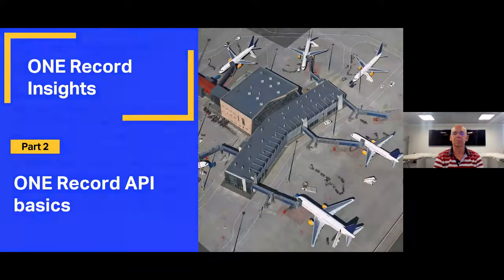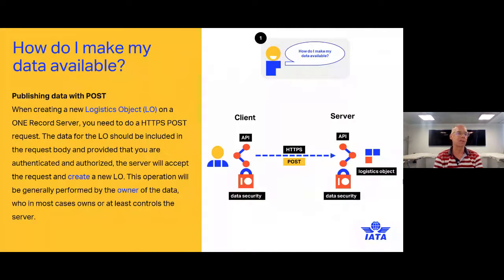What are the API basics? First question, how do I make my data available? This all starts with the very basic HTTP command POST. We talk about logistics objects, which are really just data objects that contain information about some logistics or transport element. We call it a logistics object because that's what it is. It's a data object. When creating a new logistics object on a One Record server, we use the HTTPS POST request. This is the traditional way of using POST. You do a POST, you include the logistics object in the body, it gets created on the server, okay?